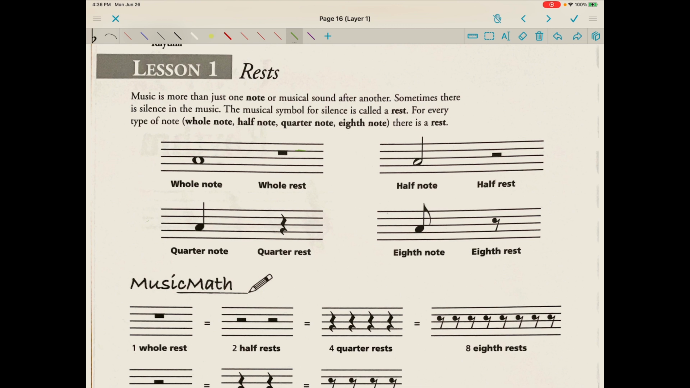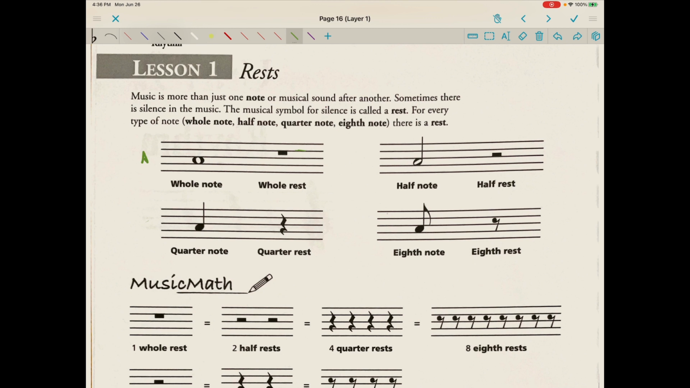All right, we're going to move on to our lesson for today, and we're going to start by just reading through this lesson on rests. Music is more than just one note or musical sound after another. Sometimes there is silence in the music. The musical symbol for silence is called a rest. For every type of note, whole note, half note, quarter note, eighth note, etc., there is a rest equivalent. So we'll just look at this.